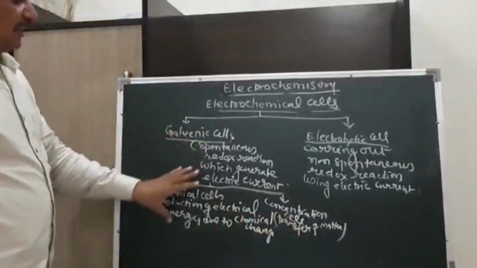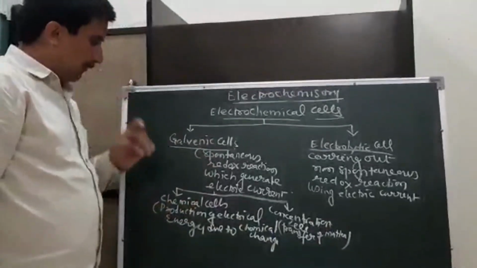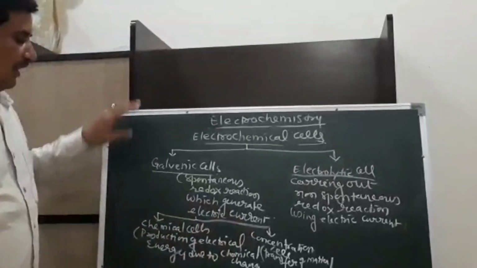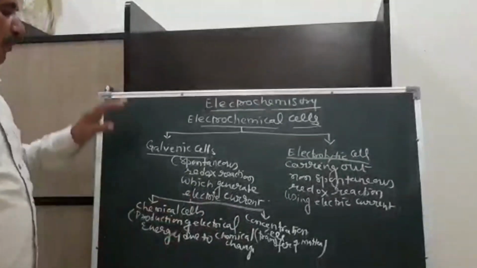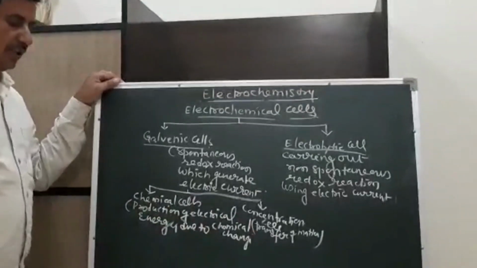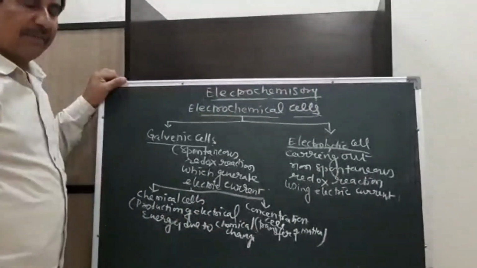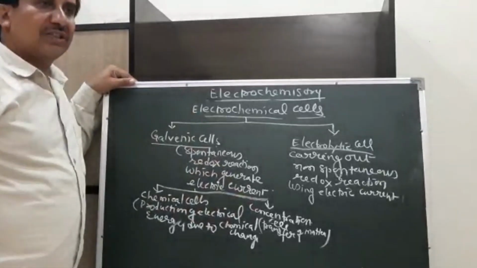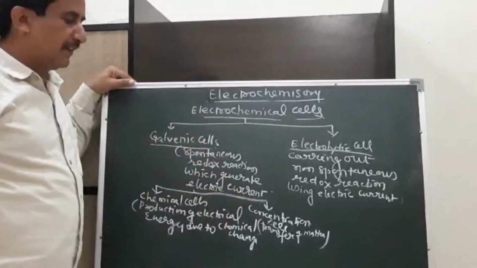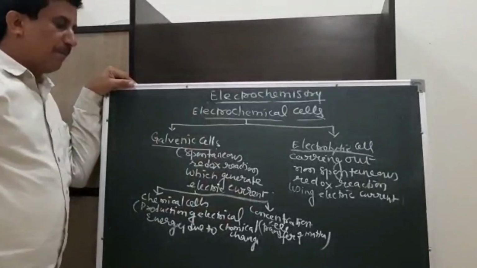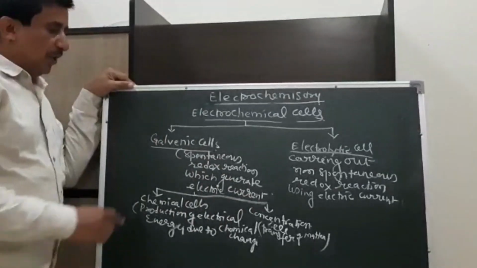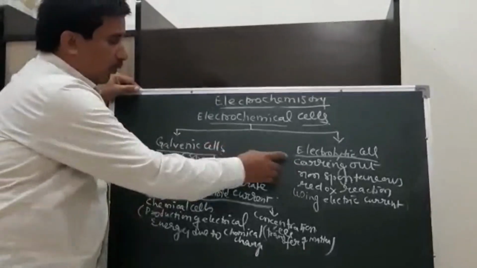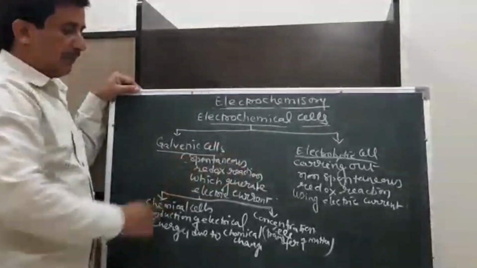So this is the classification of galvanic cells. One is chemical cell, another is concentration cell. In chemical cells, electrical energy is produced directly by chemical change, while in concentration cells, two solutions of different concentrations are taken and there is transfer of matter. Okay, so this is the classification of galvanic cell and electrolytic cell. Both these are to be studied in this chapter.